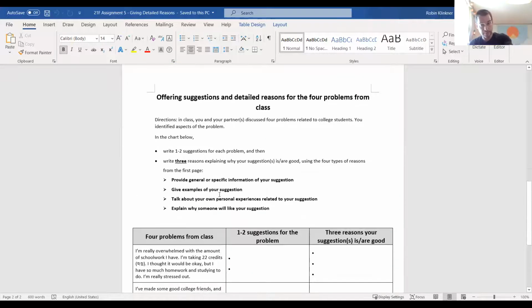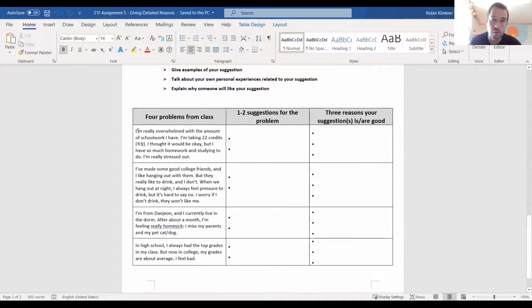Here's the activity. So this is what you need to do. Here are the 4 problems from class. Problem 1 that we did in breakout rooms today in the Google Doc. Taking too many credits. Hanging out with new friends, but you don't want to drink. Being homesick. Feeling stressed out because your grades aren't as high as they were in high school.